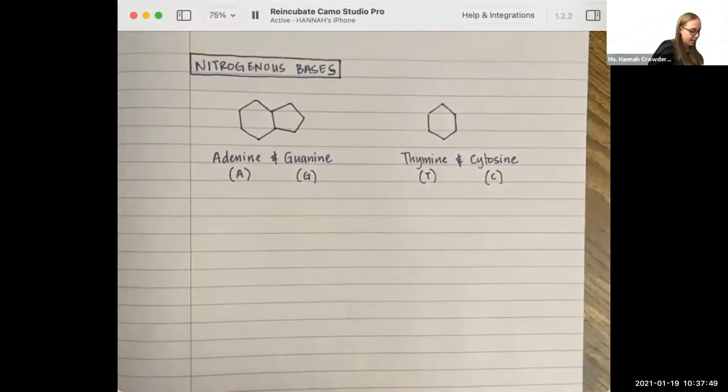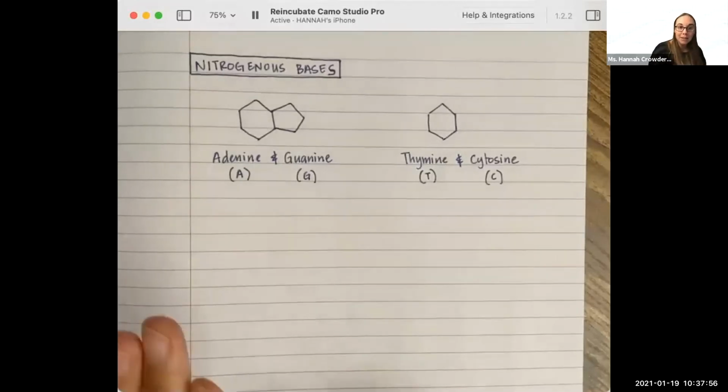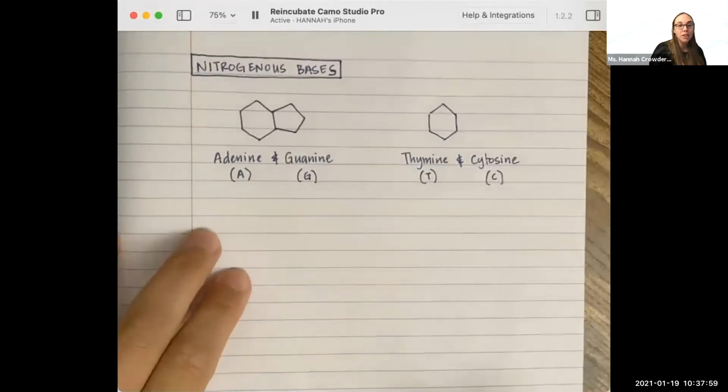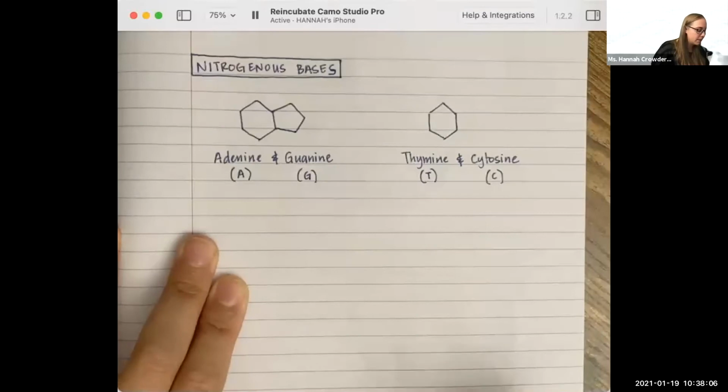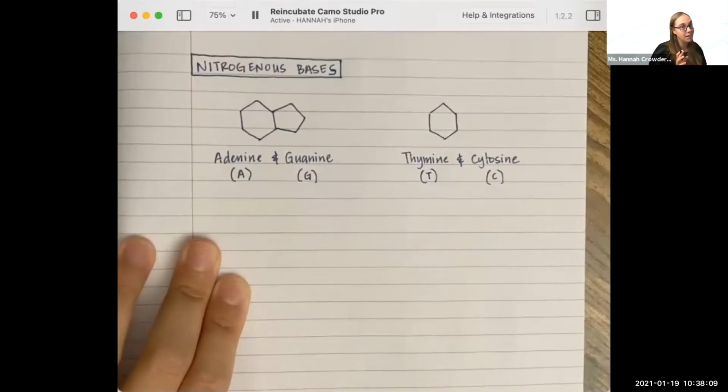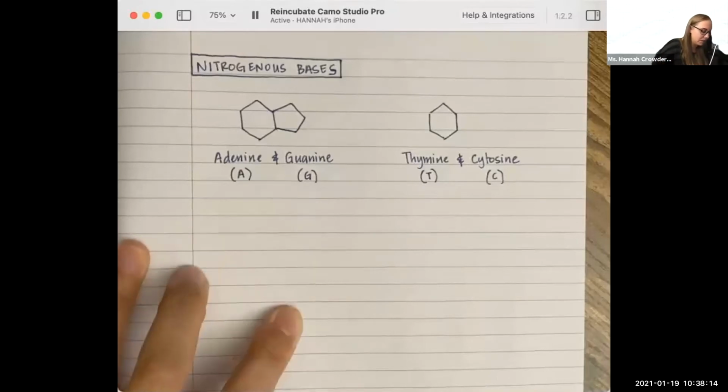Now, the bases have another set of names. And again, I'm not going to make you memorize this. That's why we're putting it all in your notes, because you can use your notes on all of the quizzes and tests and everything that we have in this class. You're allowed to use your notes. So know that I'm not going to make you memorize this, but I am going to tell you some tricks to help you memorize these things if that's something you're interested in.